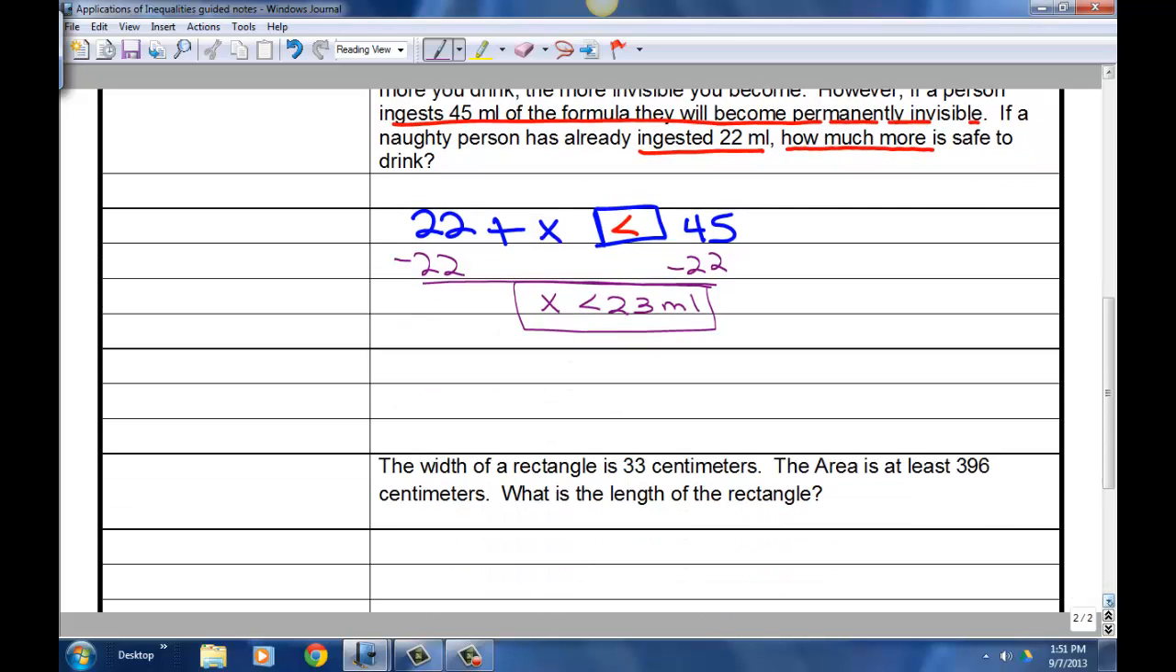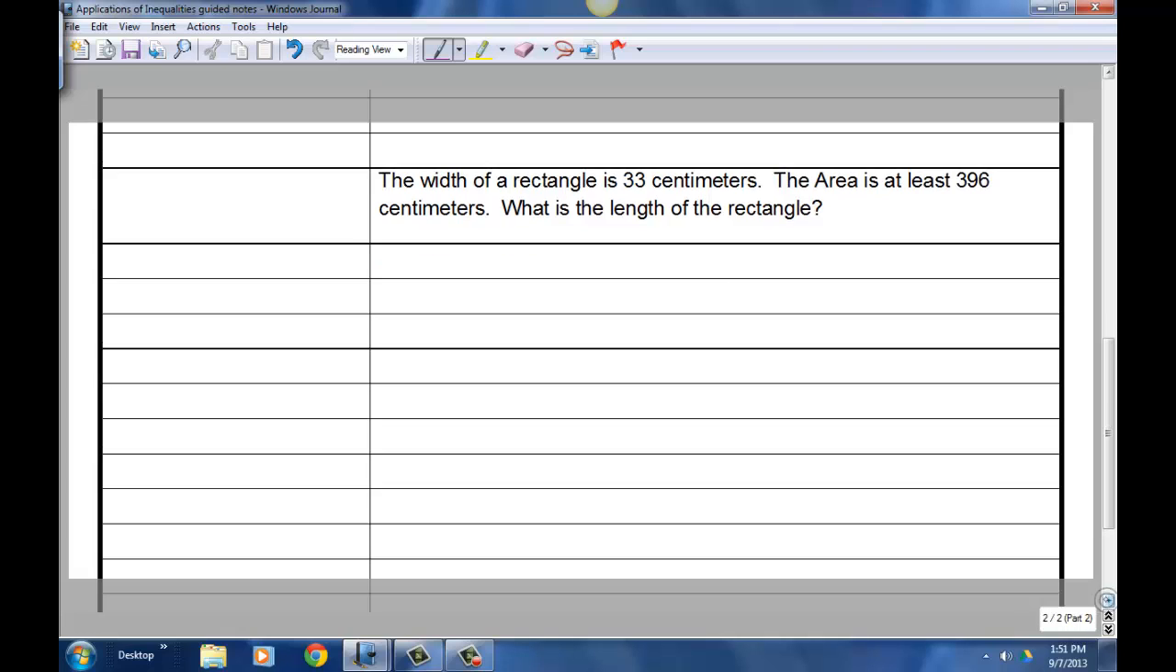The last one takes you back to your middle school years. You have to think a little bit about area. The width of a rectangle is 33 centimeters. The area is at least 396 square centimeters. That should be on your notes. You might want to add it right now. So if the width is 33, and I have an area of at least 396, I'm going to start by drawing a picture.